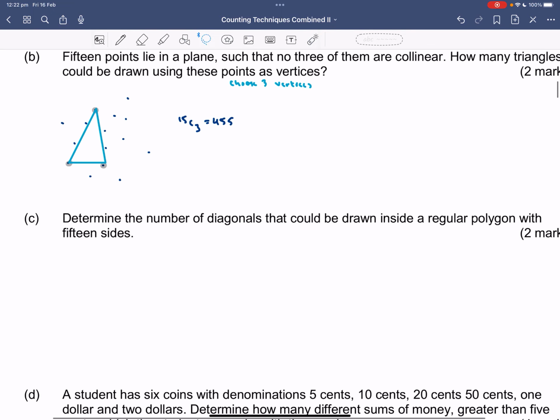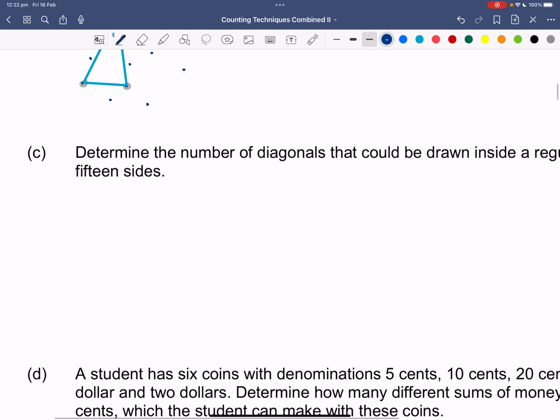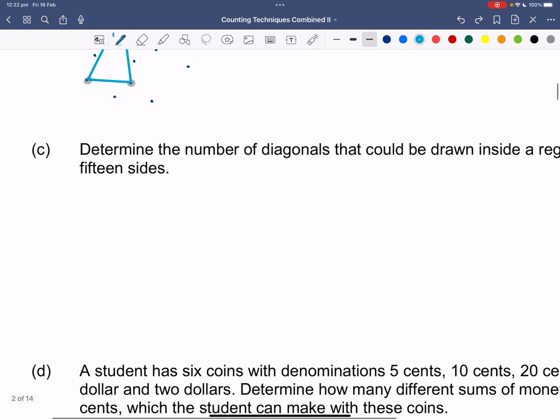All right, the next question is really, really good. It basically says, determine the number of diagonals that could be drawn inside a regular polygon with 15 sides. So, look, I'm not going to draw a 15-sided polygon. Let's hypothetically say that I draw a regular hexagon, for argument's sake, but remember, we actually have a 15-sided shape. So, it's saying how many diagonals could be drawn.